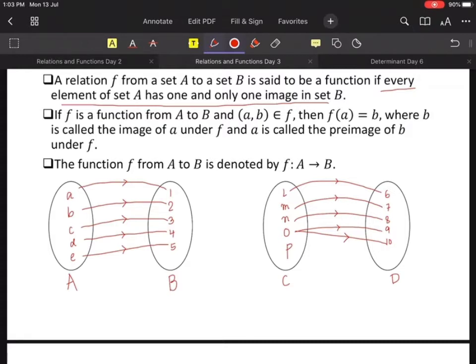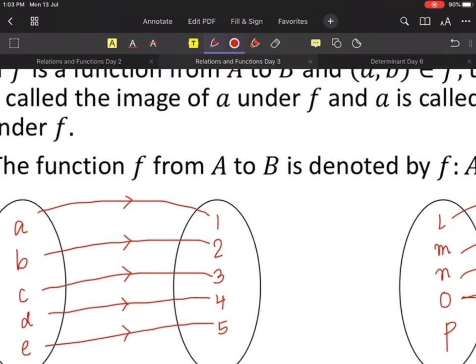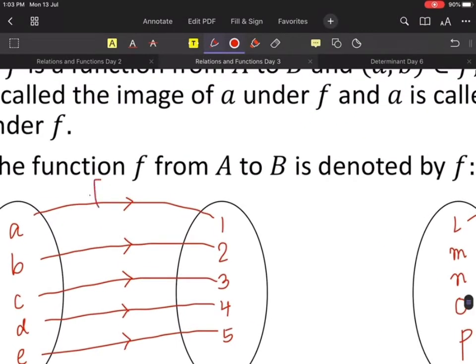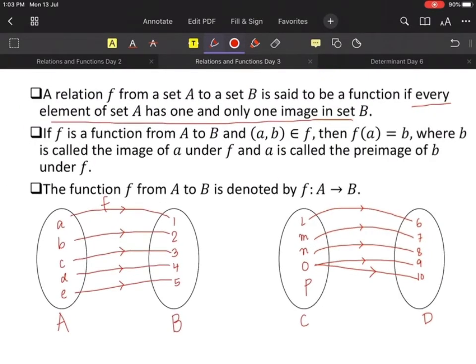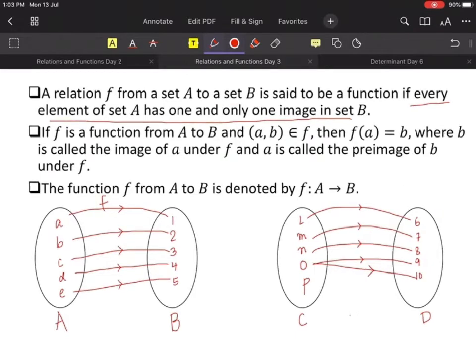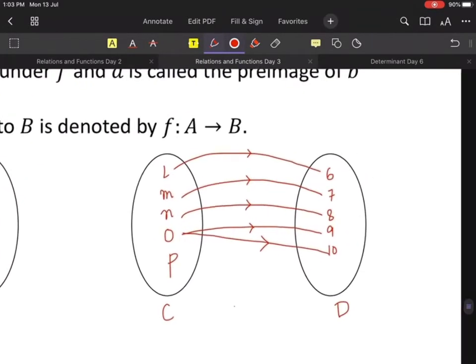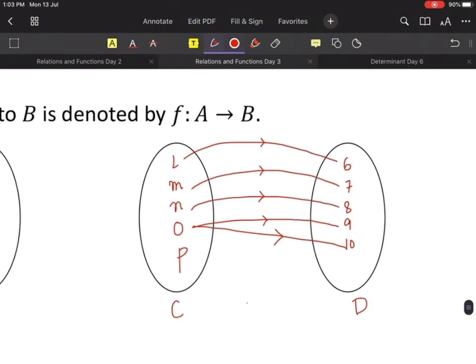C to D is not a function because look at here. O has 2 images, right? But I need every single element of A to have only one image. This condition is satisfied. So here I will write F, because it's a function from A to B. I write F in there. Now in here, this is not a function.